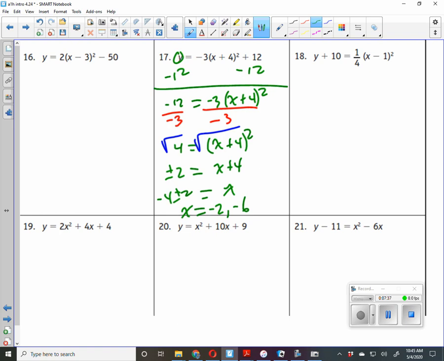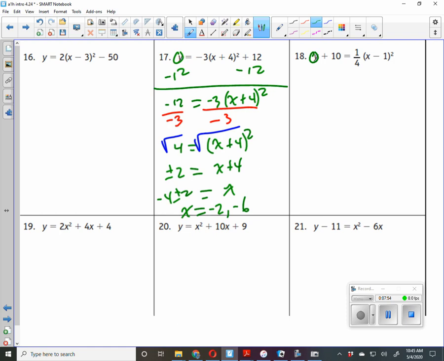All right. For 18, it's the same thing. That just goes to 0. They've already cleared the 10, so that's not going to be a big deal. Multiplying by 4 to get rid of the fraction will help you.